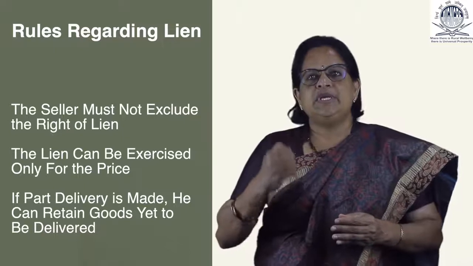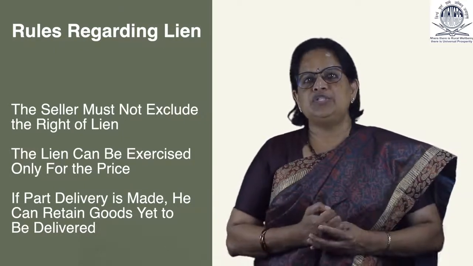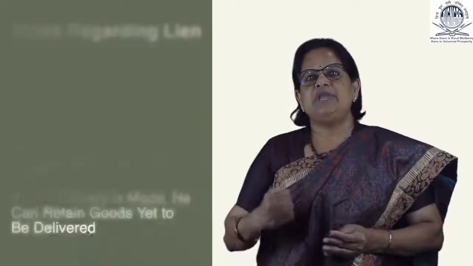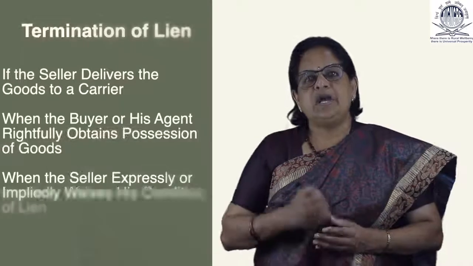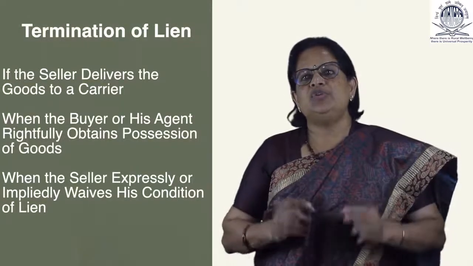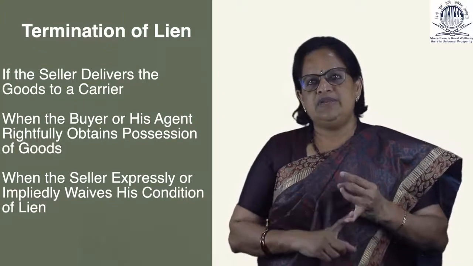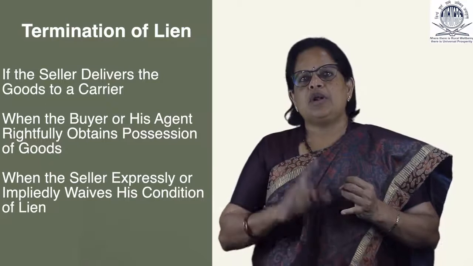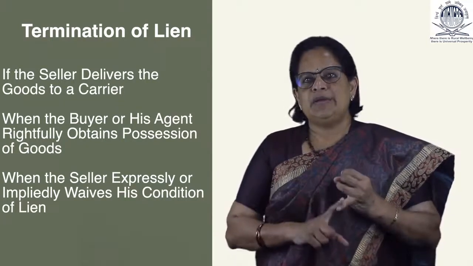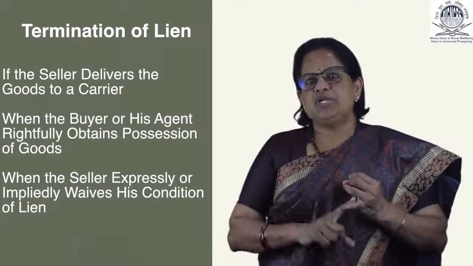Fourth point is if the unpaid seller has made part delivery of the goods, he can retain the remaining goods till the payment is made by the buyer. The unpaid seller loses his right of lien on the goods in the following circumstances. First, if he delivers the goods to a carrier or other bailee for the purpose of transmission to the buyer without reserving the right of disposal of the goods.